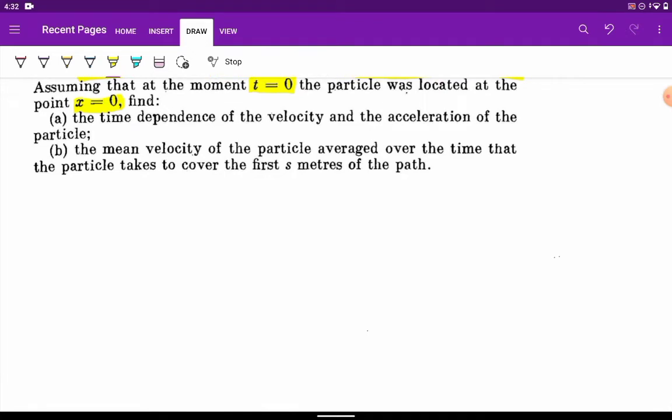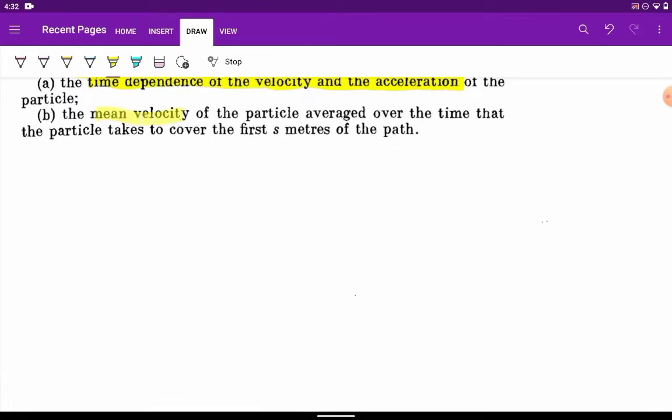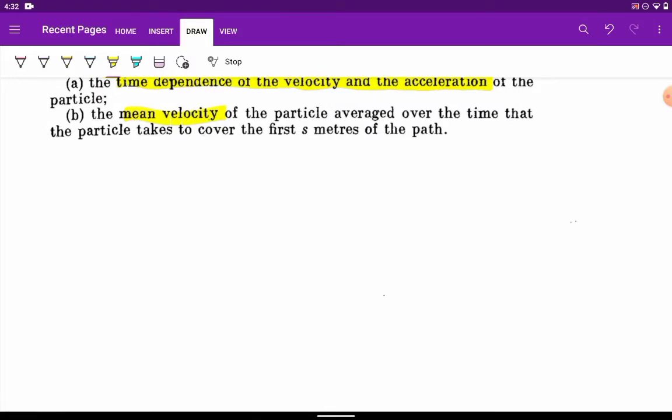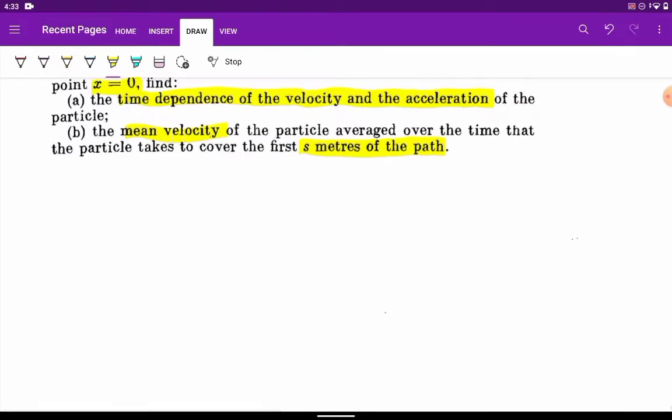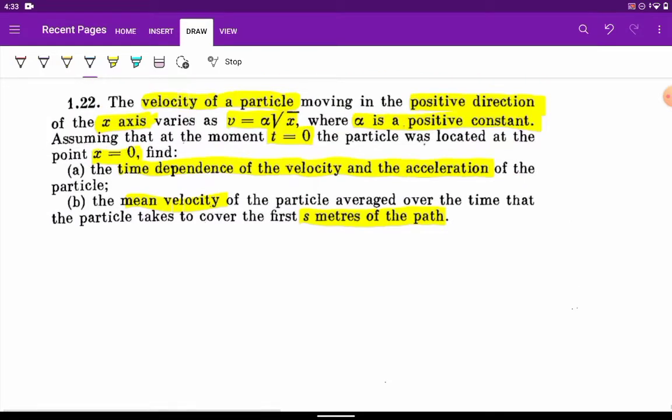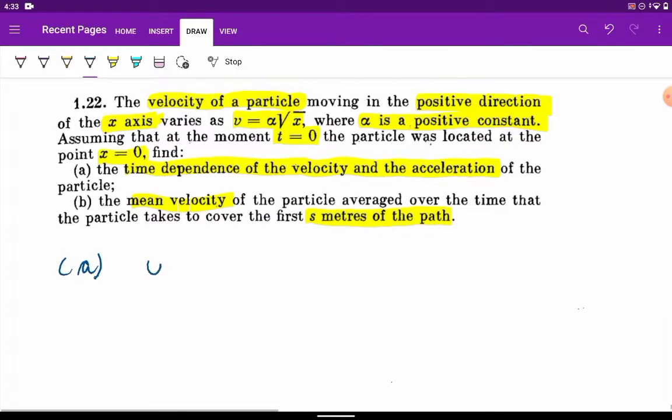Find the time dependence of the velocity and acceleration of the particle, and the mean velocity of the particle averaged over the time that the particle takes to cover the first s meters of the path. Okay, fine. So, first part. We already know that it's given that v is equal to alpha root x.